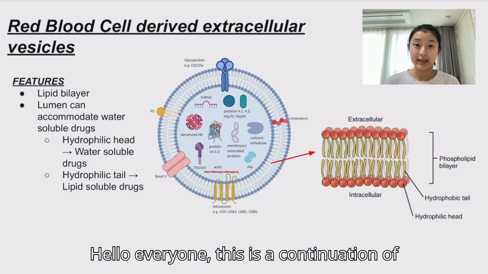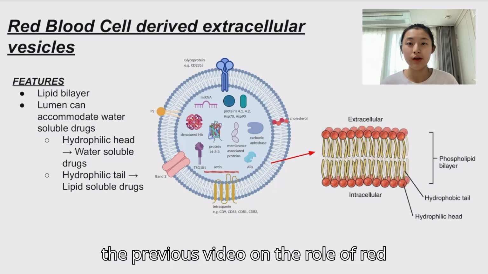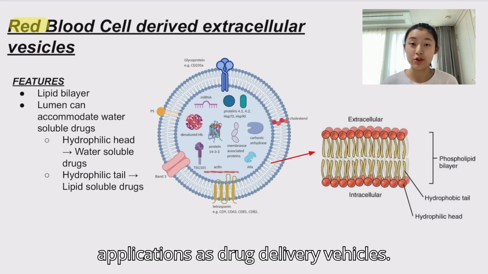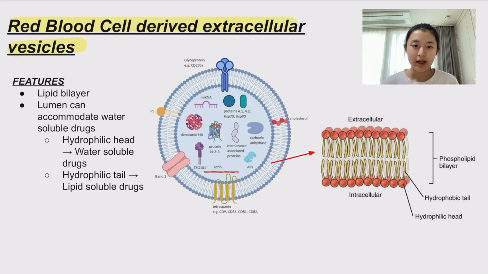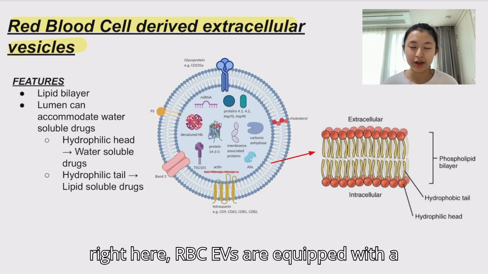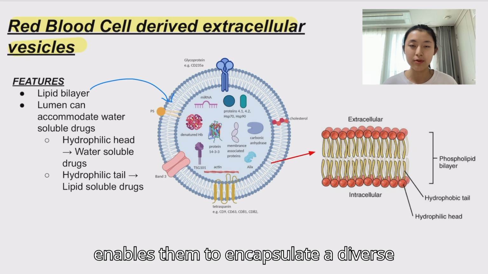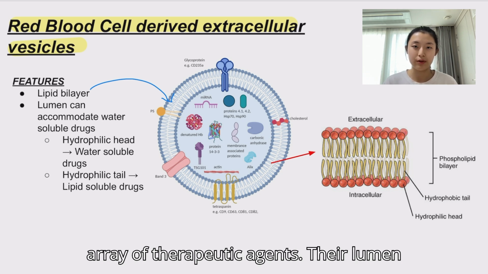Hello everyone, this is a continuation of the previous video on the role of red blood cell derived vesicles, and today we'll be looking specifically at their application as drug delivery vehicles. Now, as you can see from this diagram right here, RBCEVs are equipped with a unique lipid bilayer structure that enables them to encapsulate a diverse array of therapeutic agents.